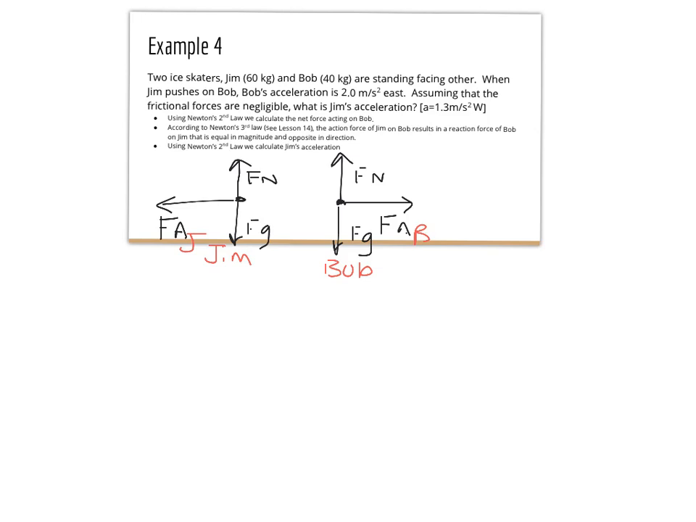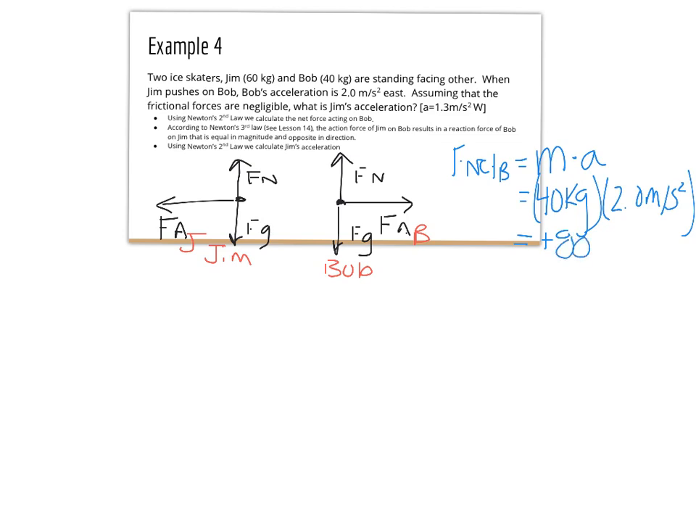We are going to calculate the net force on Bob. So F net for B, Bob, is his mass times his acceleration. Now, Bob weighs 40 kilograms. Okay. Bob accelerates at 2 meters per second squared. So Bob's net force experienced is positive 80 newtons. Okay, and he's heading in an easterly direction.